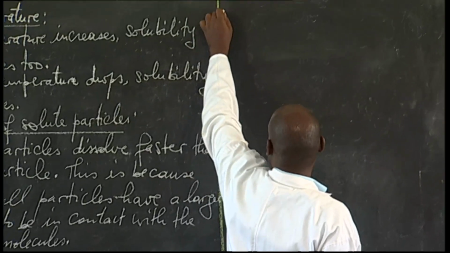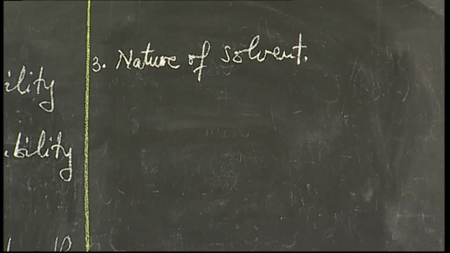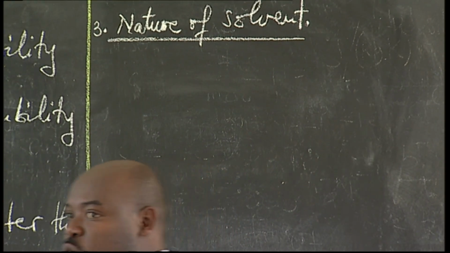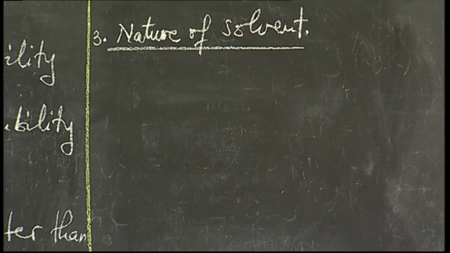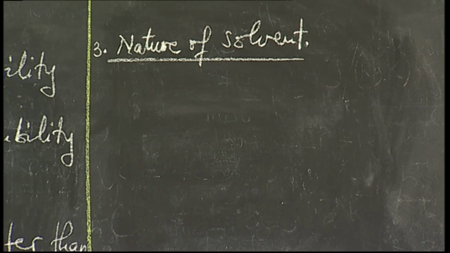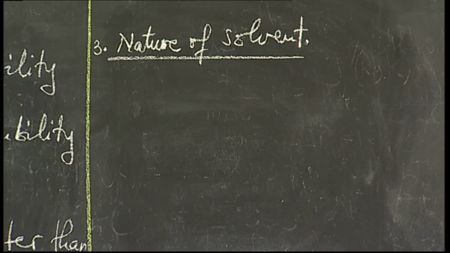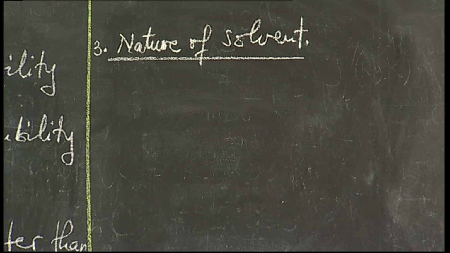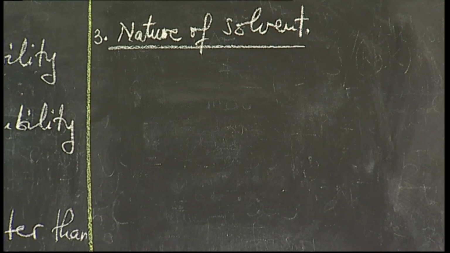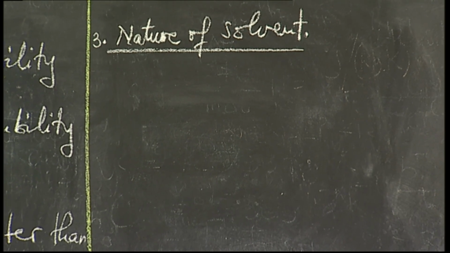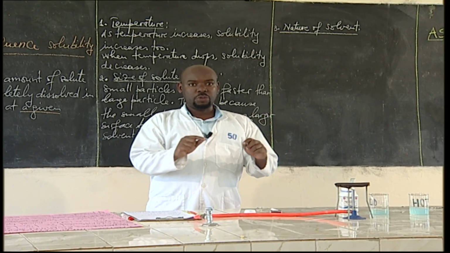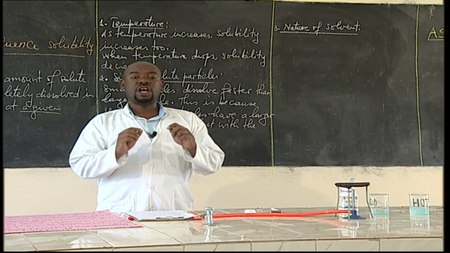Factor number 3 is nature of solvent. How does the nature of solvent affect solubility of salts? We have different types of solvents. We have explained that when we were studying ionic bonding and covalent bonding and comparing the physical properties of ionic compounds and those of covalent compounds. We have seen that ionic compounds are insoluble in organic solvents, but soluble in inorganic solvents, such as water.